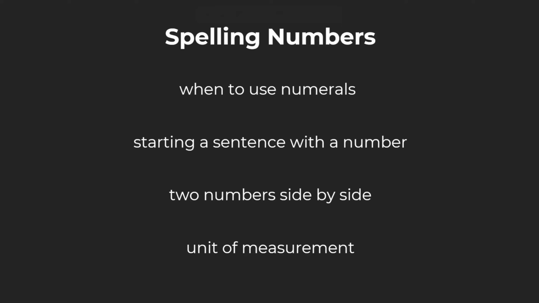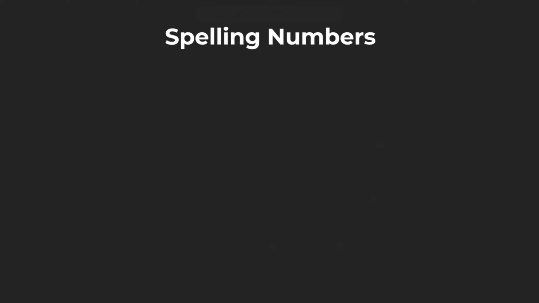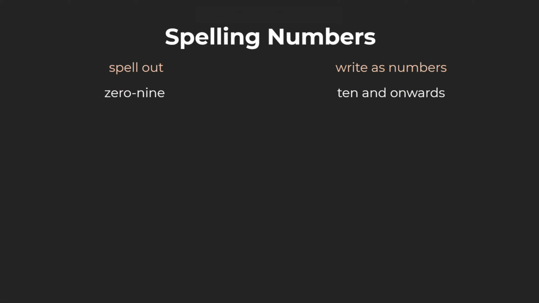This guide focuses on the APA Manual of Style. What's important is to familiarize yourself with the rules of one style and stick with it. That being said, let's get right into it. Let's start with the most common rule. In general, spell out numbers from 0 through 9 and use numerals for numbers 10 and up.